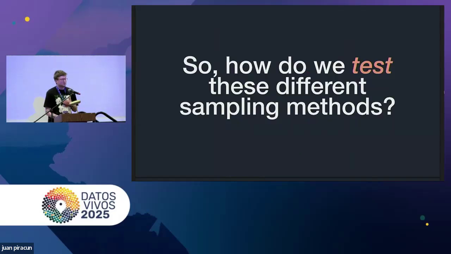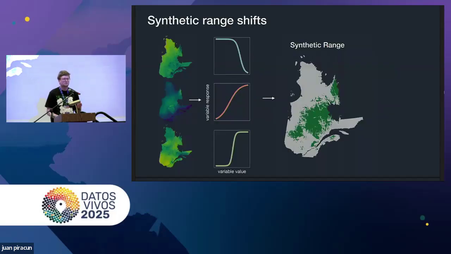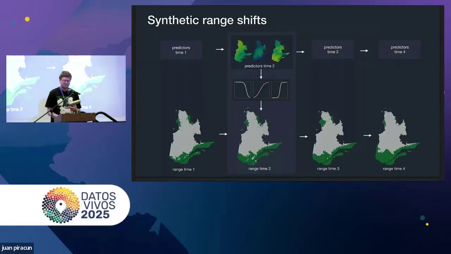So how exactly do we test these methods? We're going to use a virtual species approach. We're going to use the true bioclimatic variables for Quebec, but we're going to simulate virtual species niches by randomly simulating different logistic response curves to each bioclimatic variable. And from that, you get a synthetic range. Because we're using the real bioclimatic variables, we also have their projections into the future. So we can just project forward and pass it through the same simulated niche, and you get this simulated time series of a range shift.